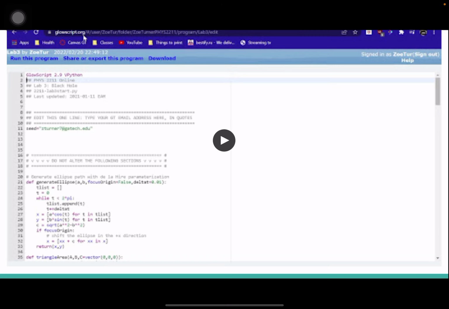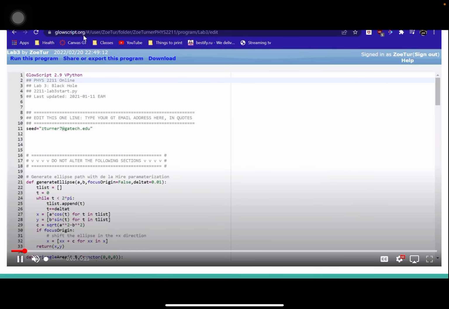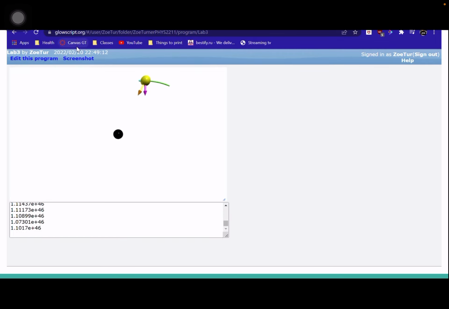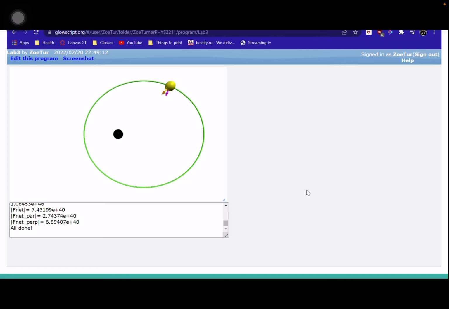So here is a small video of my lab to show the model. And as you see when I run this program, you can see how as it gets close to the black hole, the forces are really pulling the planet into the black hole. And we're done.